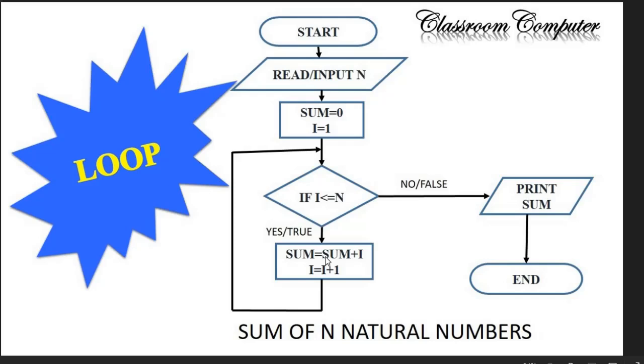When sum equals 1 plus 2 plus 3 plus 4 plus 5 and the new value of I is 6, it goes backward and checks in the decision box, but the value of I is 6 now, while the value of n is 5. So this comparison is not true. So it goes to false and prints the value of sum, which is 1 plus 2 plus 3 plus 4 plus 5 when the value of n is 5, and after that the program ends. This is a loop. This is a very basic loop.